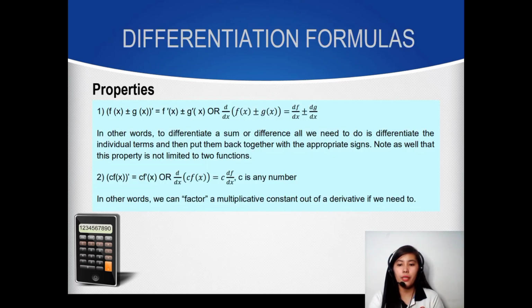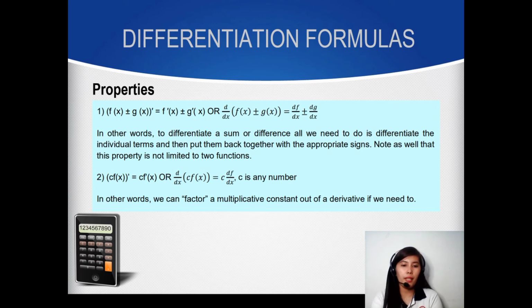Now let's proceed with the differentiation formulas and properties. The derivative of f of x plus or minus g of x is equal to f prime of x plus or minus g prime of x. For example, if we have a binomial or a trinomial and we are asked to find the derivative, we can differentiate each term, then proceed with addition or subtraction. In other words, to differentiate a sum or a difference, all we need to do is differentiate the individual terms and then put them back together with the appropriate signs.